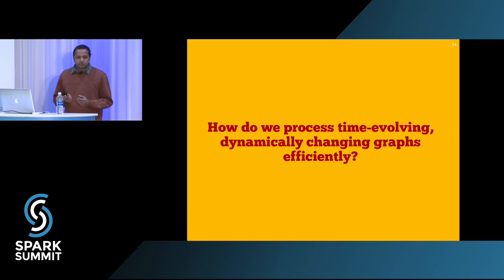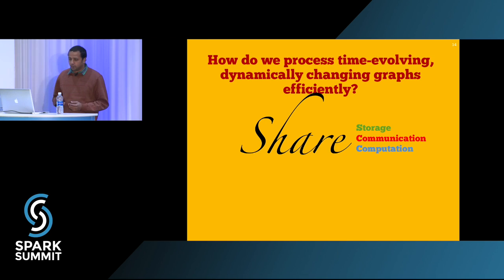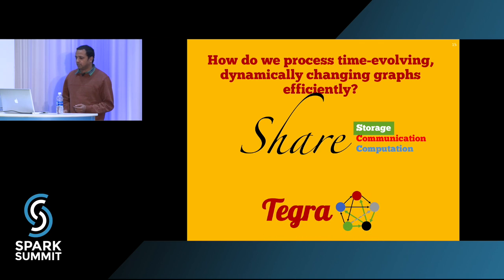So in this project, we are looking at how we process time evolving or dynamically changing graphs efficiently. And the answer to our question is that we can do this by sharing the computation, communication, and the storage. We have implemented these techniques, which I'm going to talk about in the next few slides, in a system called Tegra, and I'll start with the storage optimizations that we make.